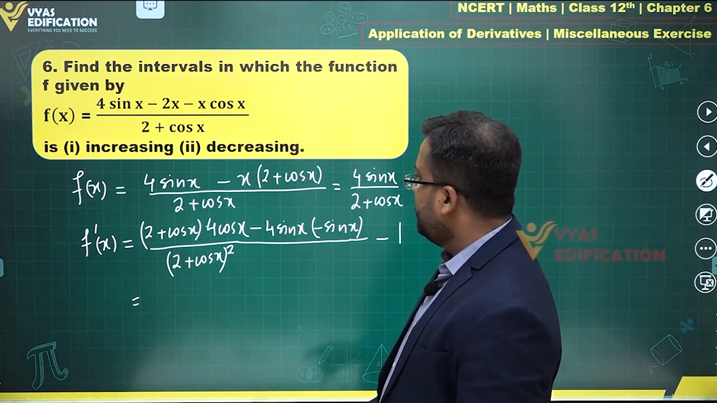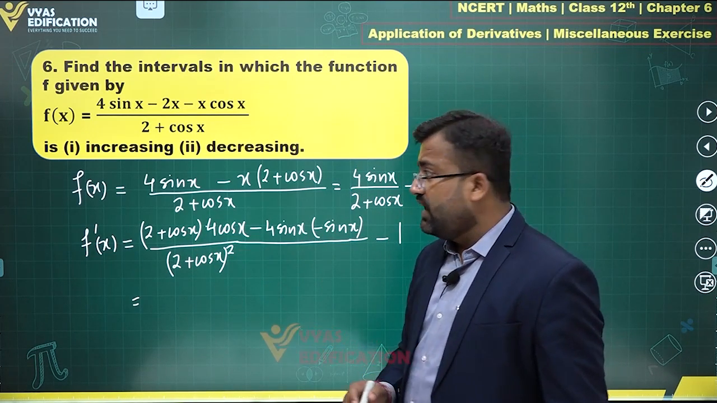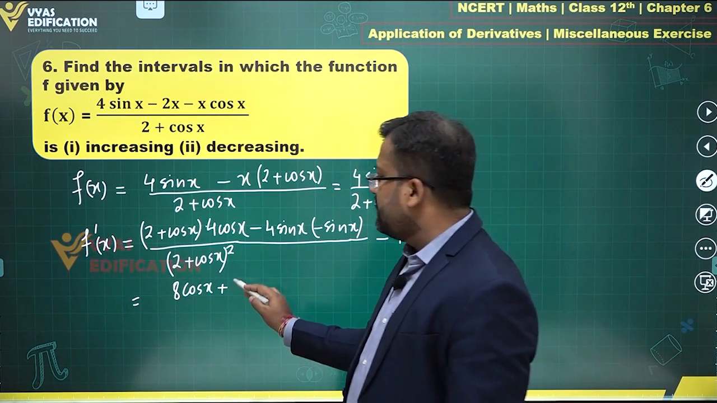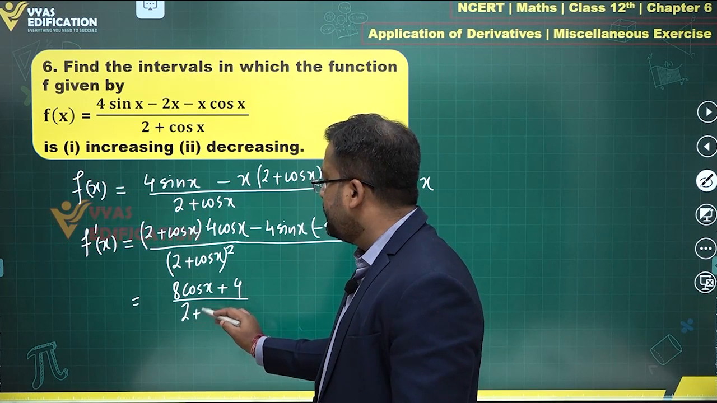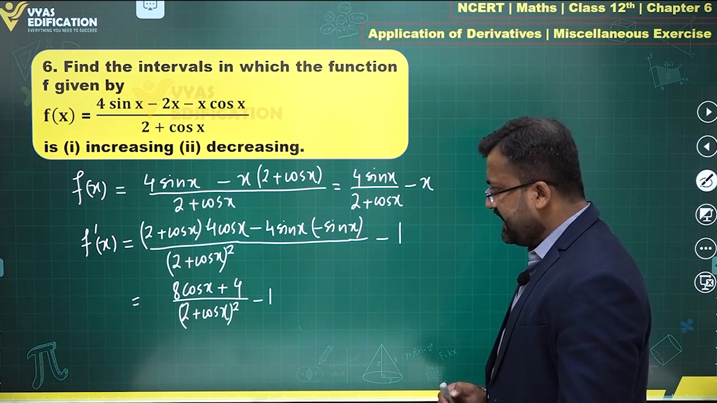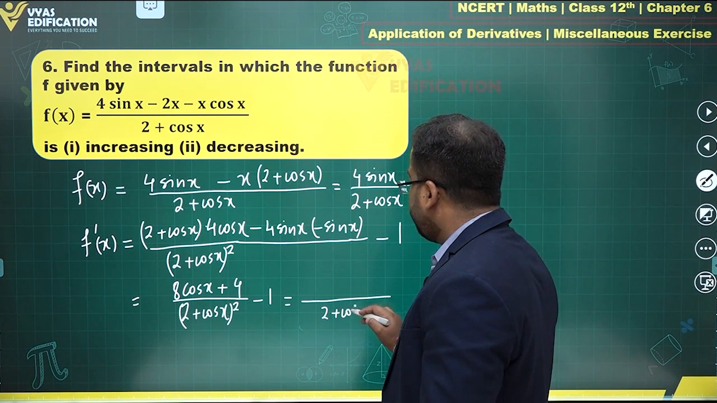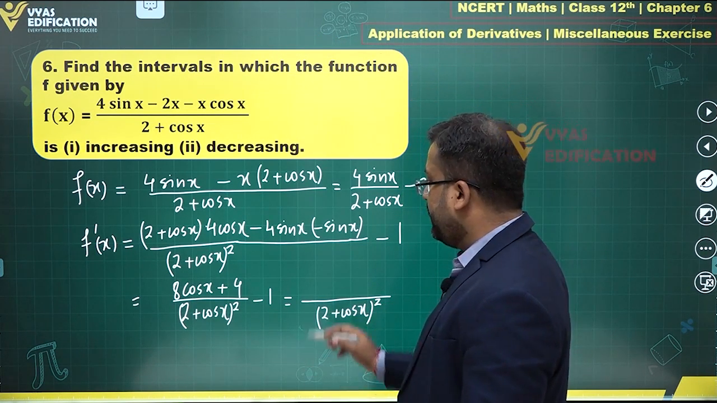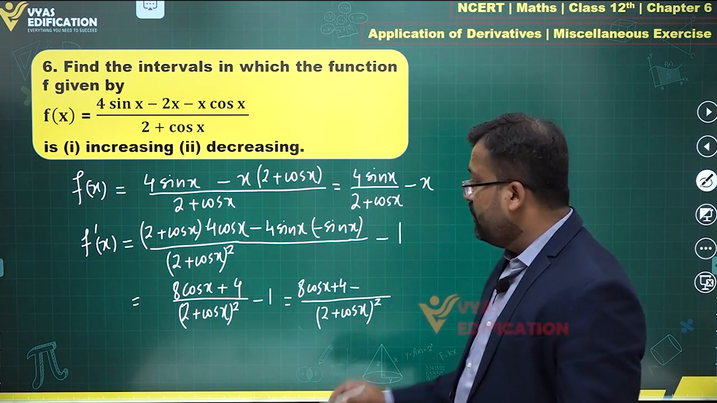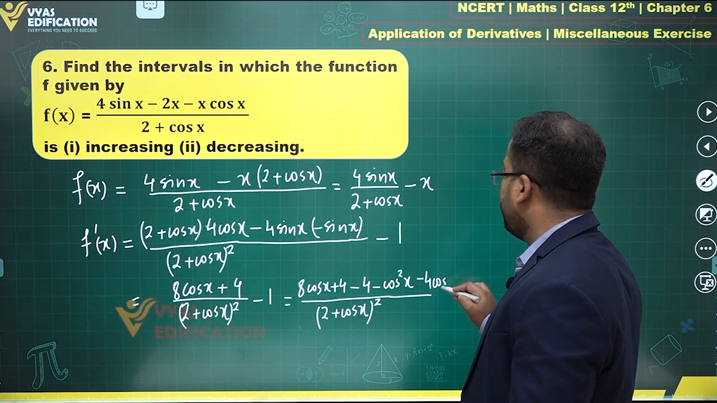Okay, what else? This is 8 cos x plus 4 cos square x plus 4 sin square x. Okay, 8 cos x plus 4 cos square x, 4 sin square x will become 4 only, upon 2 plus cos x and its square, minus 1. Will this simplify further? Yes, this should simplify further. In the denominator you will have 2 plus cos x and its square. In the numerator you will have 8 cos x plus 4 minus this square term. What is that? 4 minus cos square x minus 4 cos x is what you have.